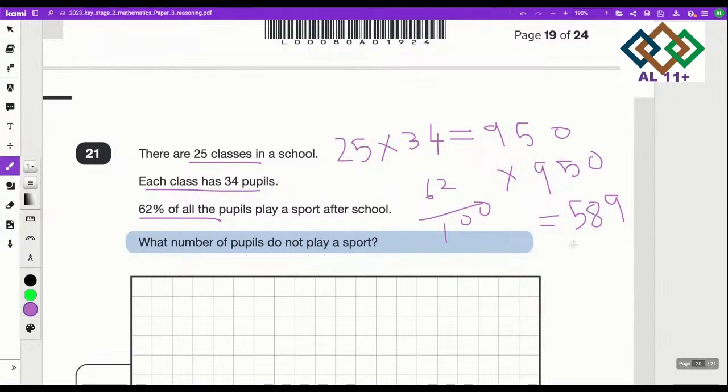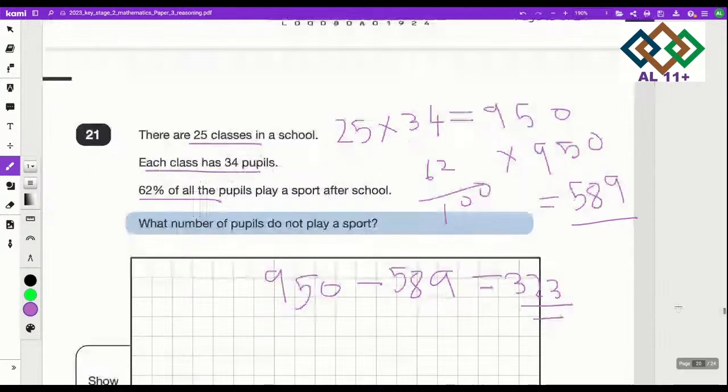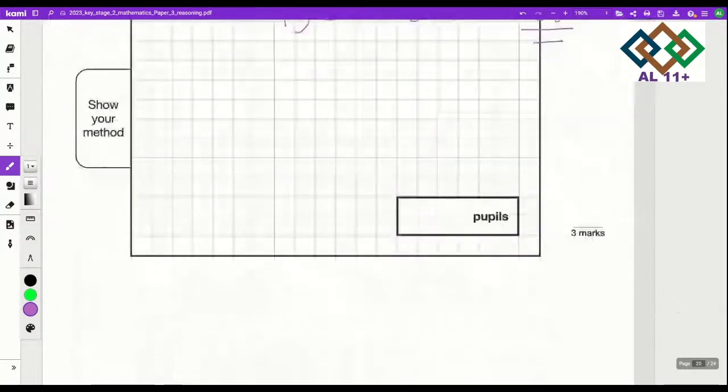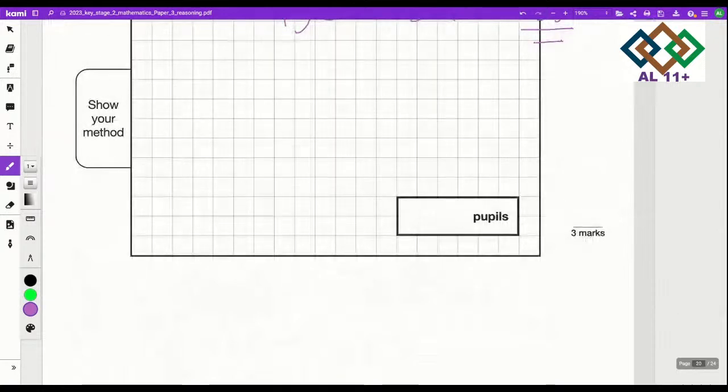And after you find 589, just minus that from 950, 950 minus 589, to find your answer. And that would be 323. So again, you all need to know how to do your long multiplications, because long multiplication is something which you all must be struggling in. So try doing that.